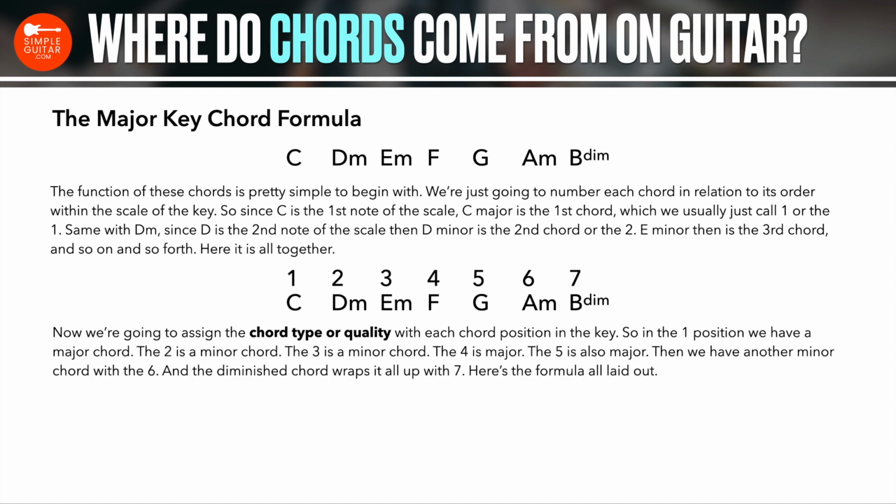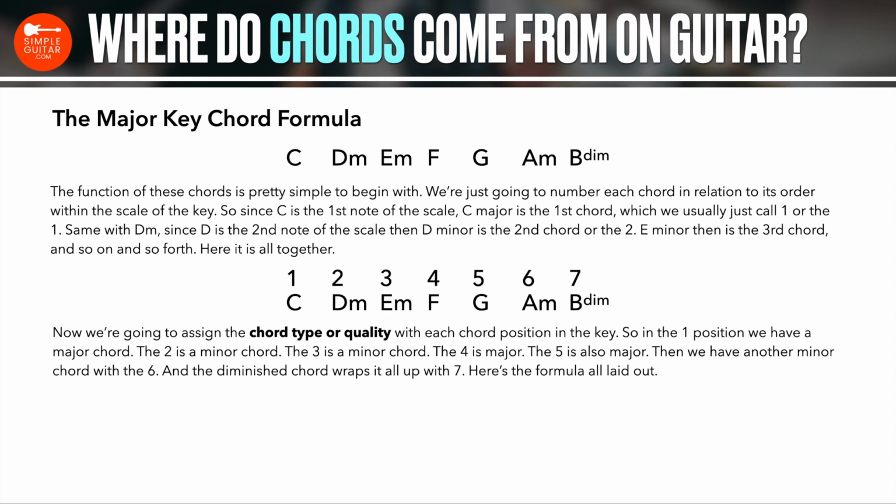So now we're going to assign the chord type or quality with each chord position in the key. So in the 1 position, we have a major chord. In the 2, there's a minor chord. The 3 is a minor chord. The 4 is major. The 5 is also major. And then we have another minor chord with the 6. And the diminished chord wraps it all up with 7.